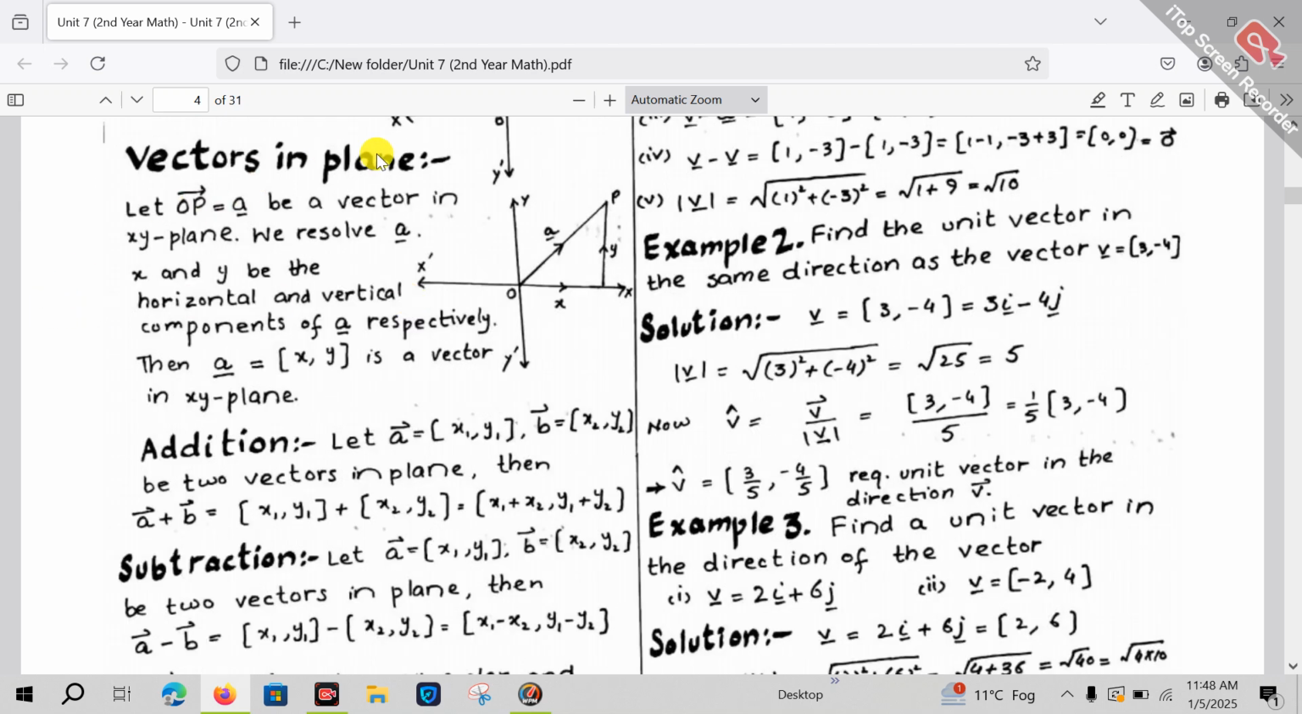Next is vector in plane. How can a vector in plane be represented? Let OP vector be A. We have already defined this as our position vector. We are denoting this vector by a simple letter A. So this is our A vector.